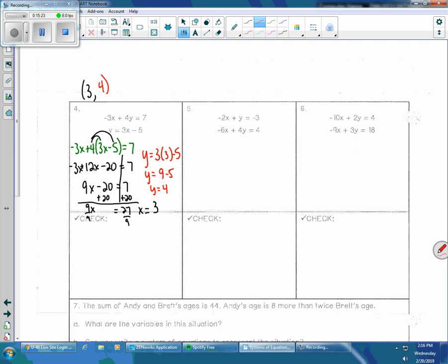Now I'm going to take that and substitute it into the equation that hasn't been used yet to make sure to do my check. So negative 3, I said x was 3, so negative 3 times 3 plus 4 times 4, does that equal 7? Negative 3 times 3 is negative 9 plus 16, does that equal 7?